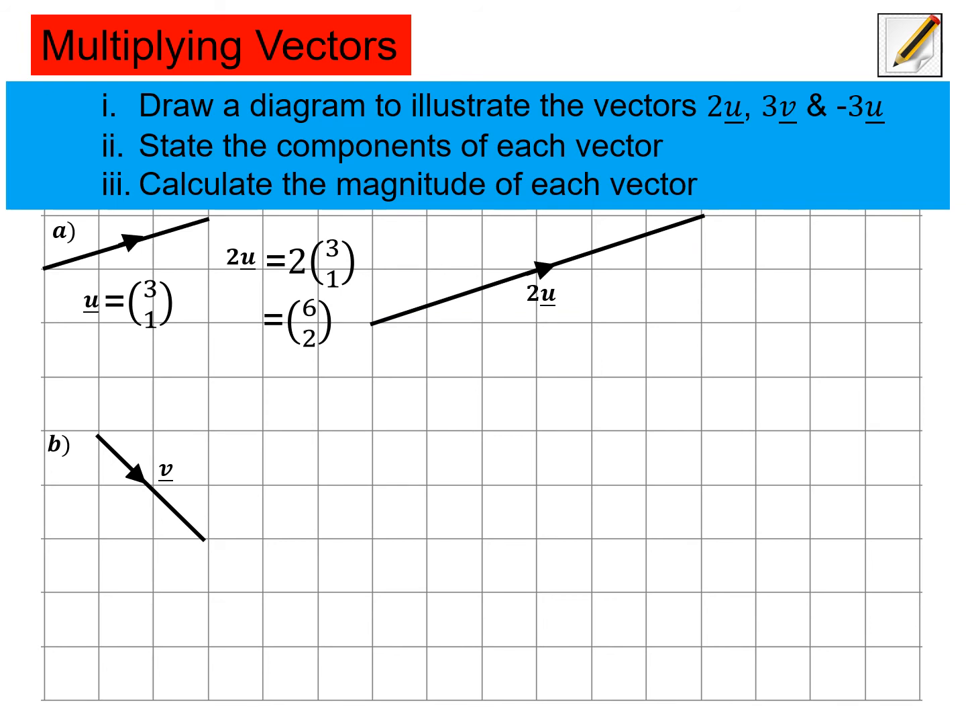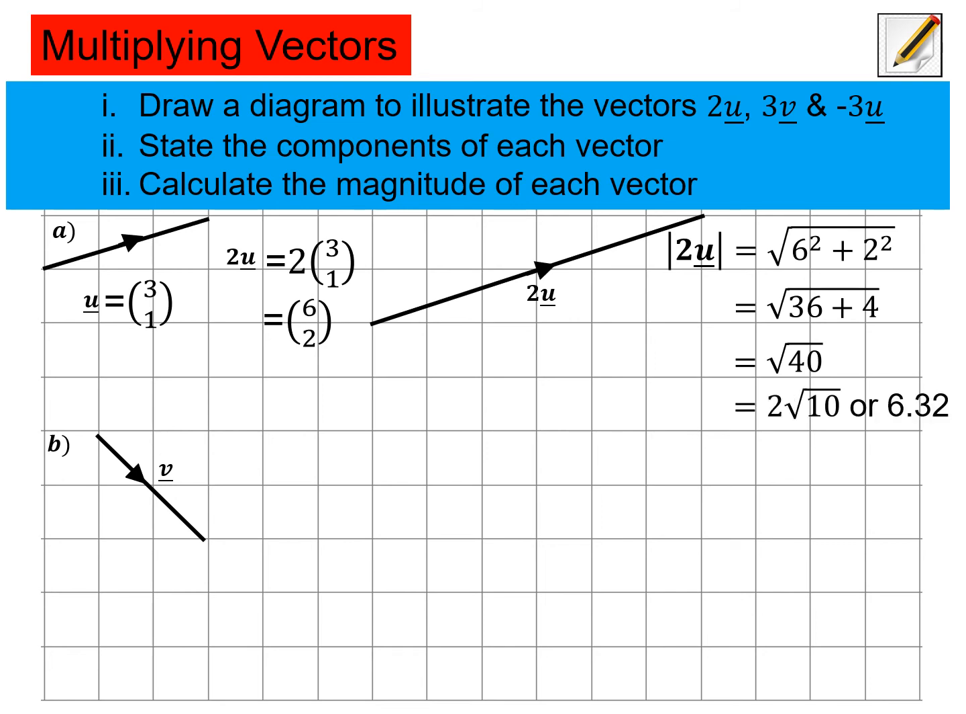To calculate the magnitude, we should be doing this in our sleep by now. We know we just do Pythagoras with the x and y component values. So the magnitude of 2u, remember the symbol has the vertical lines either side, is the square root of 6 squared plus 2 squared. So we work through that and get the square root of 40, which is 2 root 10 or 6.32 units. Let's look at example B.